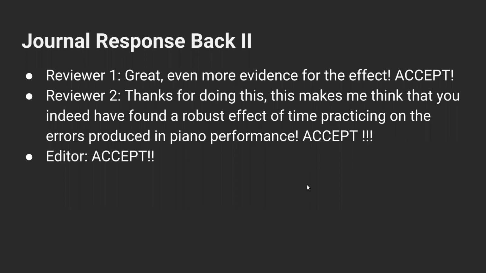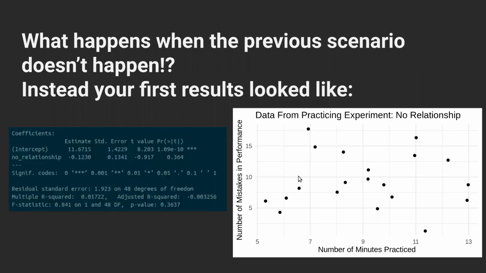So let's look at some things. What happens when the previous scenario doesn't happen exactly like this? What would have happened if our results had looked like this? Imagine we hadn't collected any data, and this is the first set of data that we did see. We look at our data. It appears that there's no relationship between number of minutes practiced and the number of mistakes in a performance.